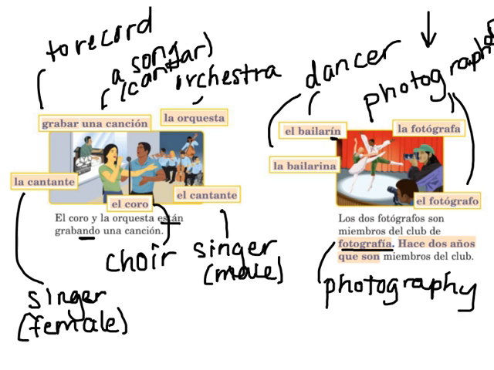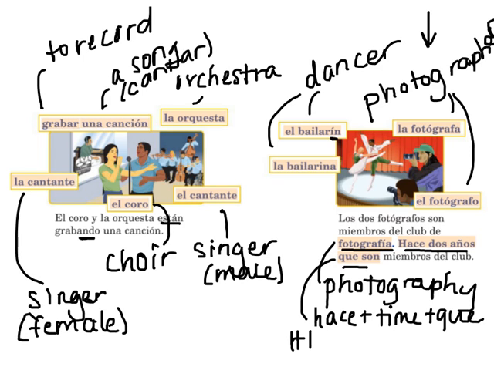Hace 2 años que son miembros del club. And this phrase here is what we use to answer the question, ¿cuánto tiempo hace que, that we just talked about, how long. Hace plus an amount of time plus que means it has been, and then you give an amount of time. So it has been, in this example, 2 años, or 2 years. It has been 2 years that they are members of the club.